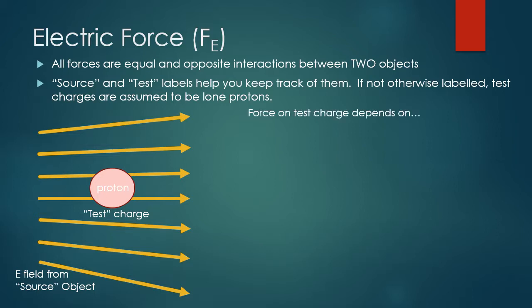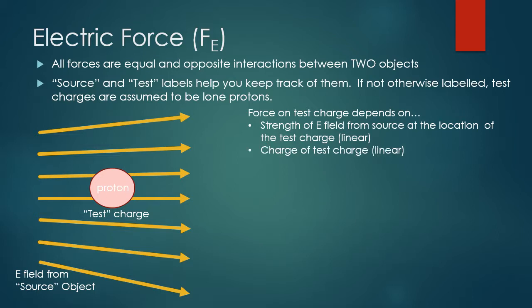So the force on a test charge is going to depend on the strength of the electric field at that location, right? So this test charge is going to experience a force from the source object, and the stronger the force field is, the bigger that force is going to be. It's a linear relationship.